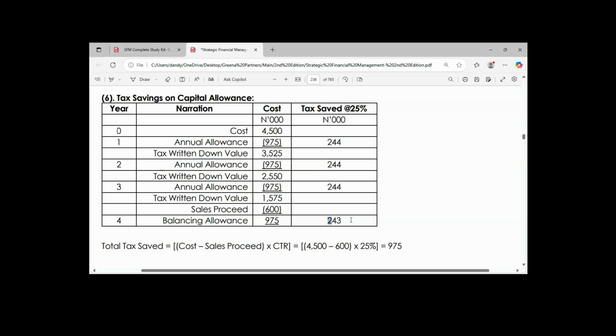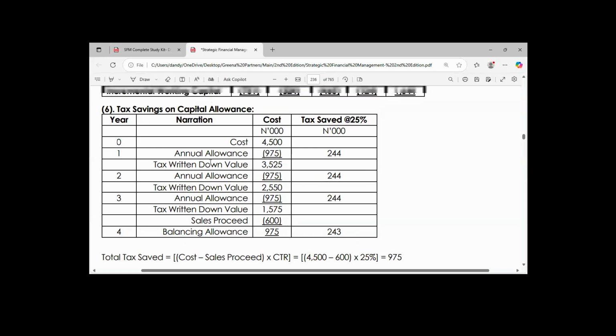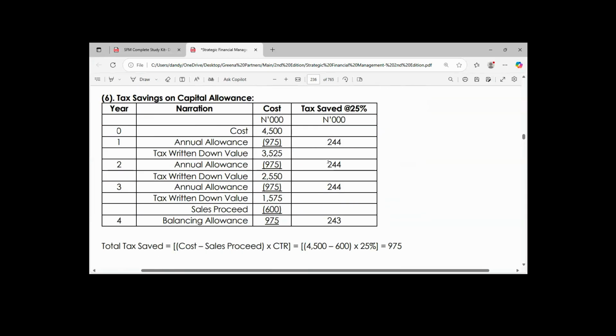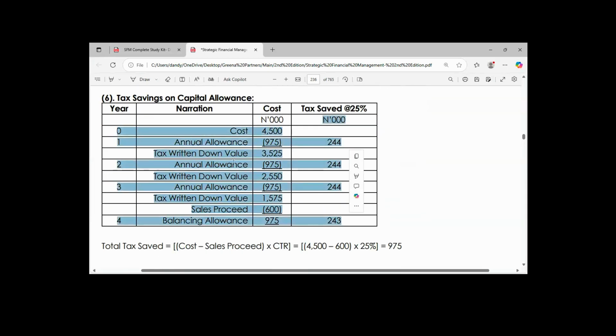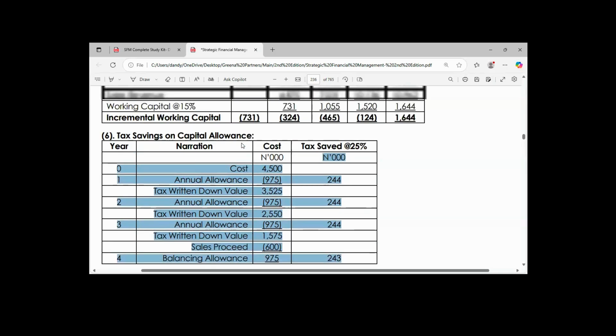Then in the final year, you cannot put 244 because once you put 244, it will be more than the capital allowance claimable. The total capital allowance is 975. So if you put 244 for the fourth year, you are going to exceed the capital allowance by 1. Therefore, you restrict the last one to 243. So that's what I've done there. Again, on the day of your exam, you may not follow this. If this is the best way you can do it, that is more convenient for you, please do it. But again, we have a faster method of solving this. That's what I'm just trying to communicate.